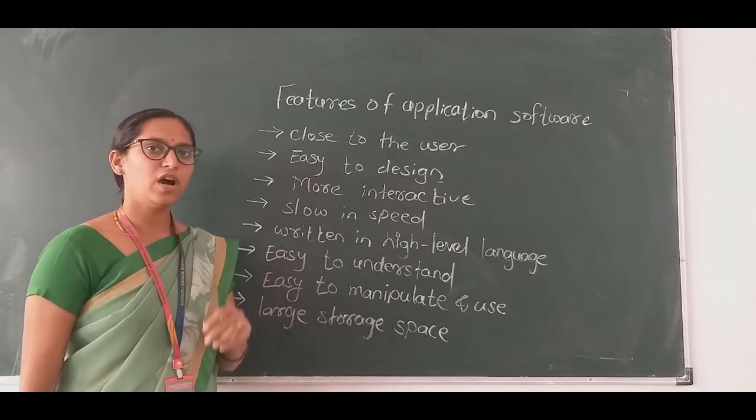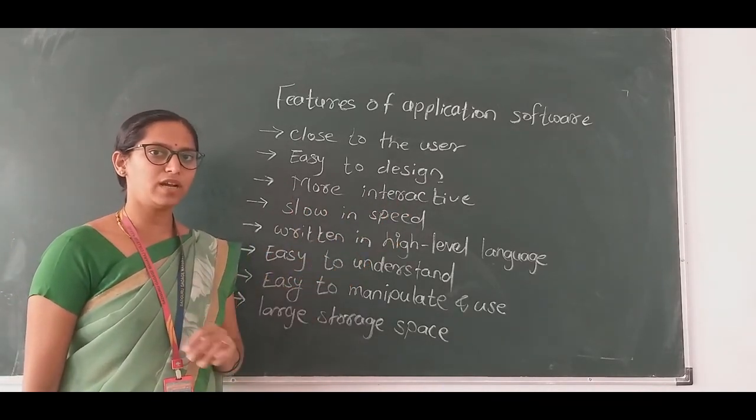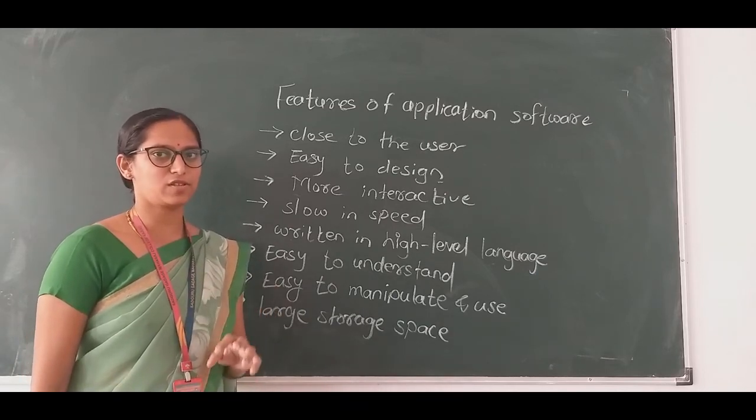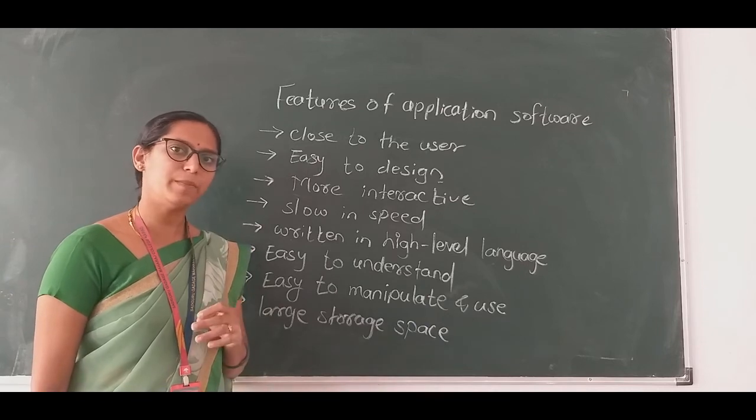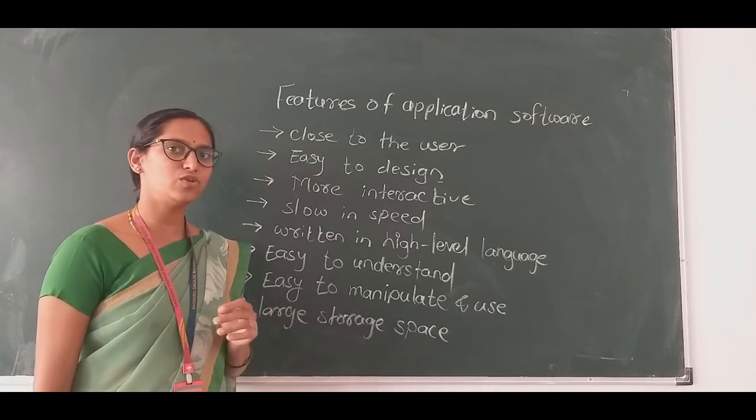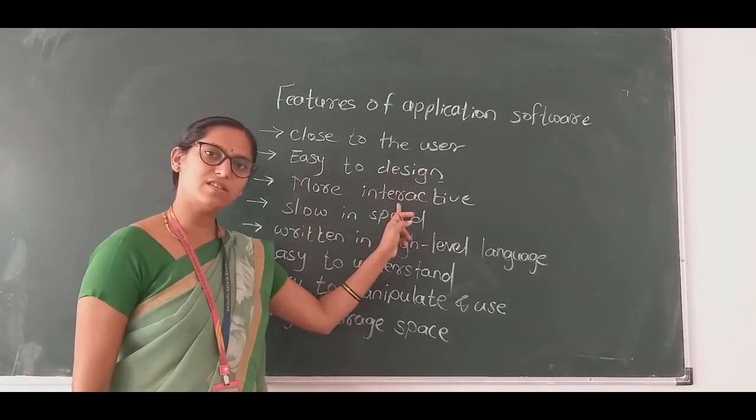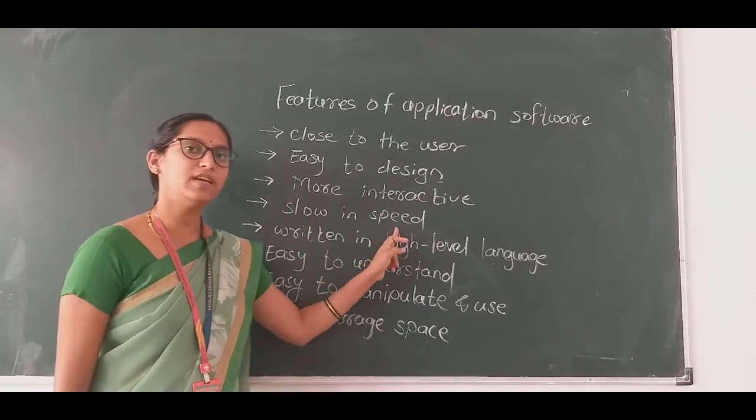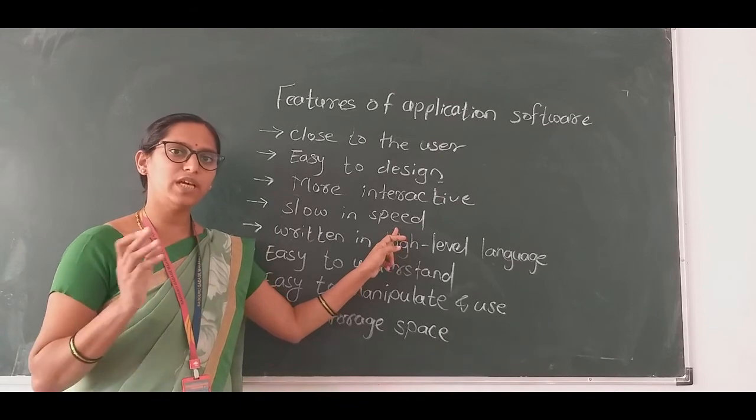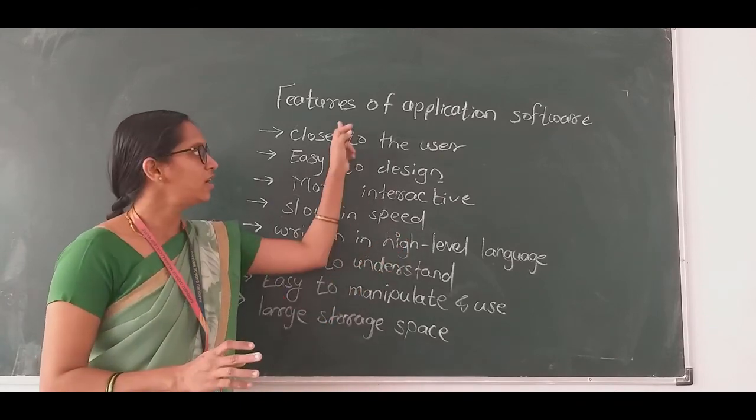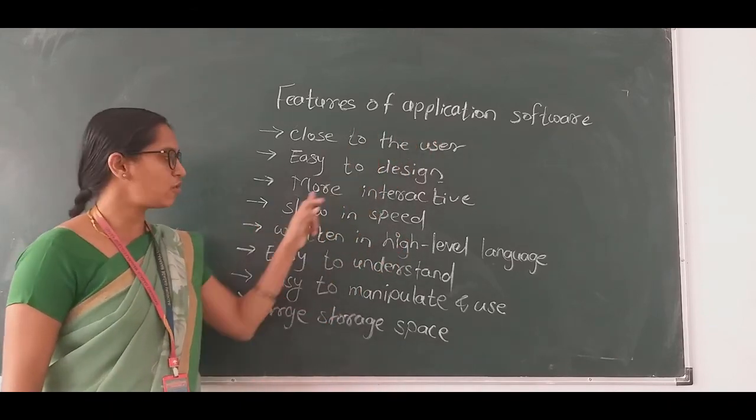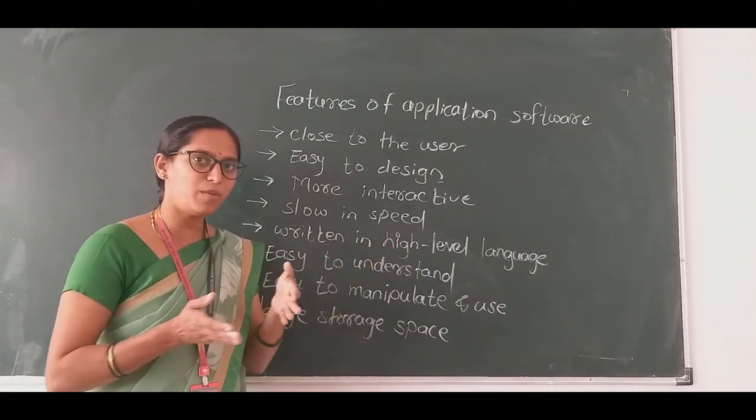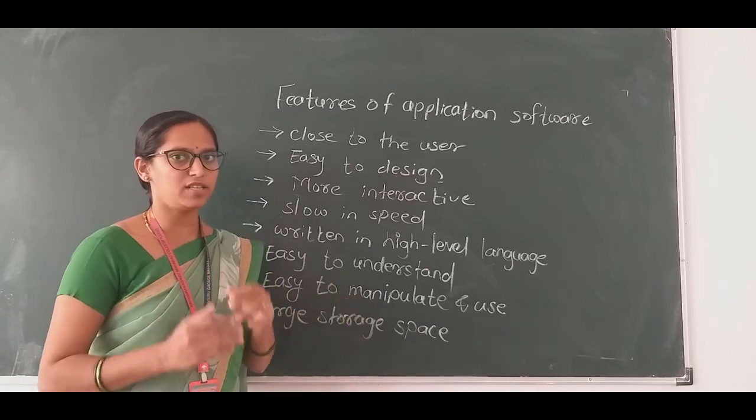Why more interactive? Using the application software on that platform, the user can access the different interfaces or different icons. On that basis, on those guidelines, the user can interact with the system easily and effectively. Okay, next one is slow in speed as compared to system software. Application software provides slower speed. Why? Because it takes more space at the time of installation.